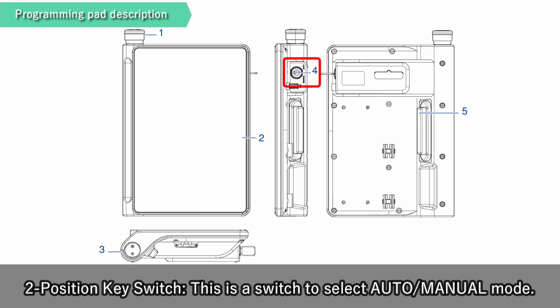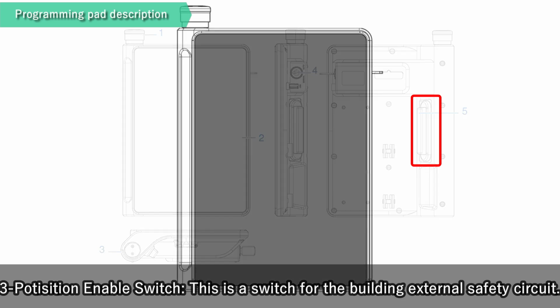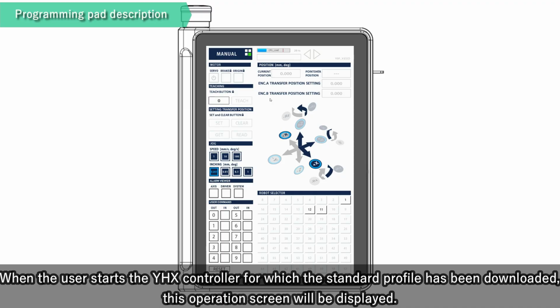2-position key switch is a switch to select auto or manual mode. 3-position enable switch is a switch for the building external safety circuit. When the user starts the YHX controller for which the standard profile has been downloaded, this operation screen will be displayed.